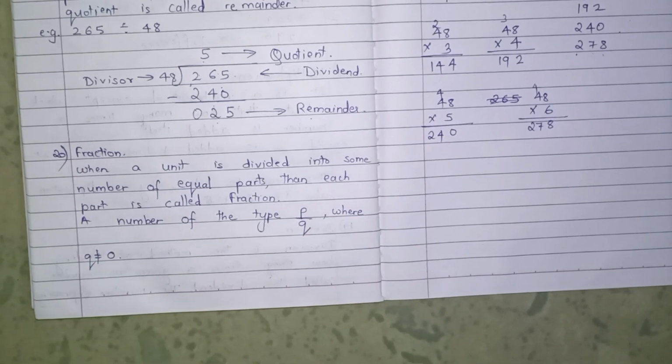Fraction. When a unit is divided into some number of equal parts, then each part is called fraction. A number of type P upon Q, where Q must not be equal to 0.